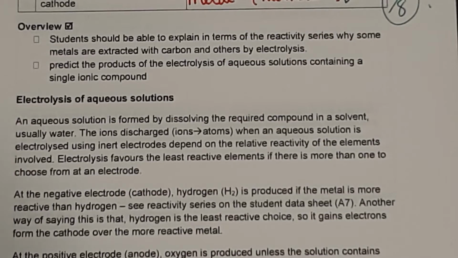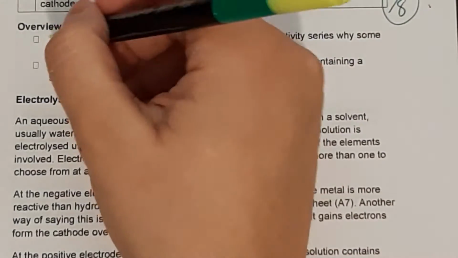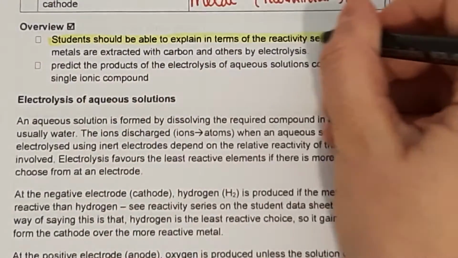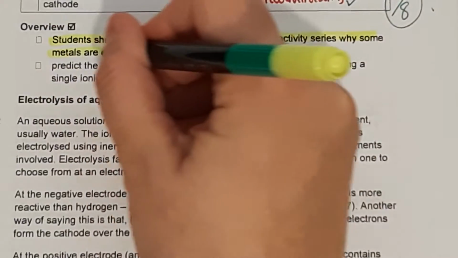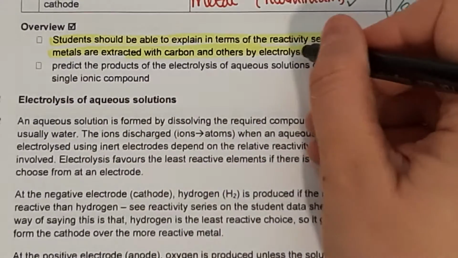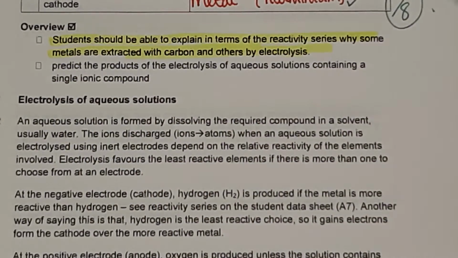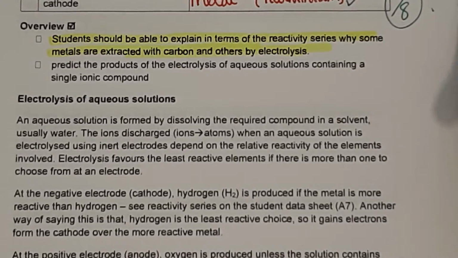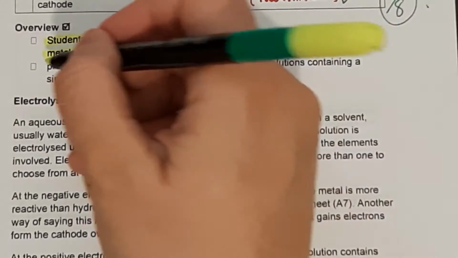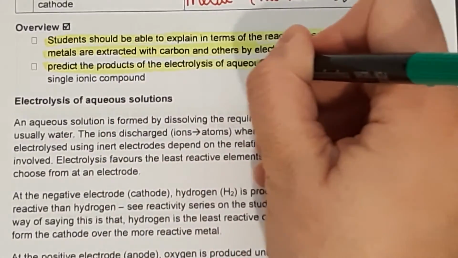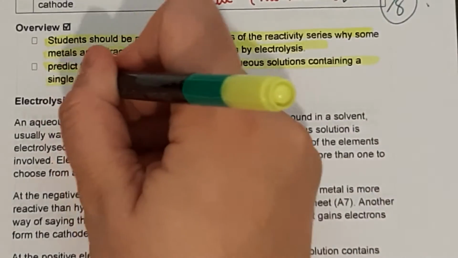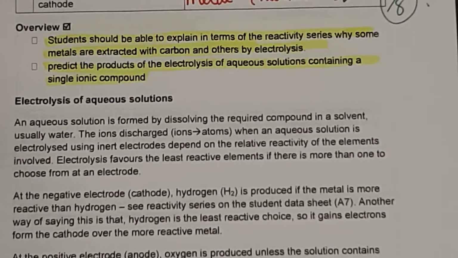By the end of this lesson, you will be able to explain, in terms of the reactivity series, why some metals are extracted with carbon and others by electrolysis. You may already have some idea as to why this is. You will also be able to predict the products of the electrolysis of aqueous solutions containing a single ionic compound.